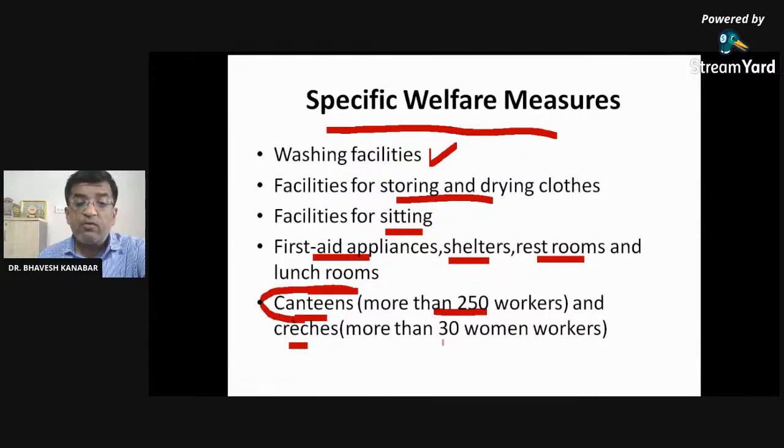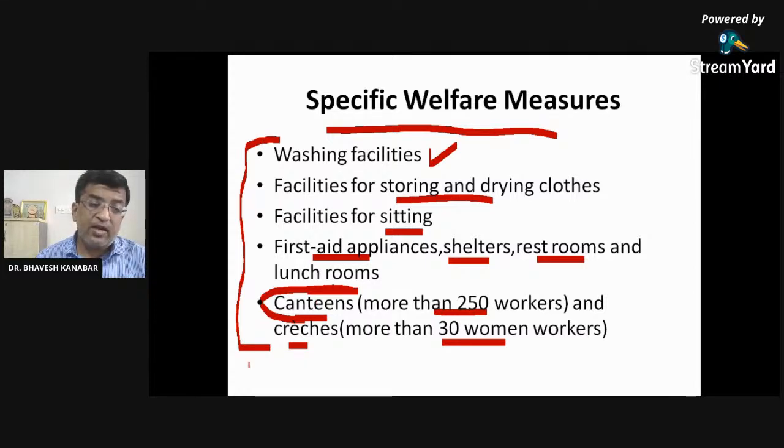Creches for more than 30 women workers, to look after their children, right? So creches should be provided in the factory where more than 30 women workers are working. So if you visit a factory and if you remember the norms laid down by the Factory Act, you can keep a checklist of this and see how many of these facilities exist in any factory.